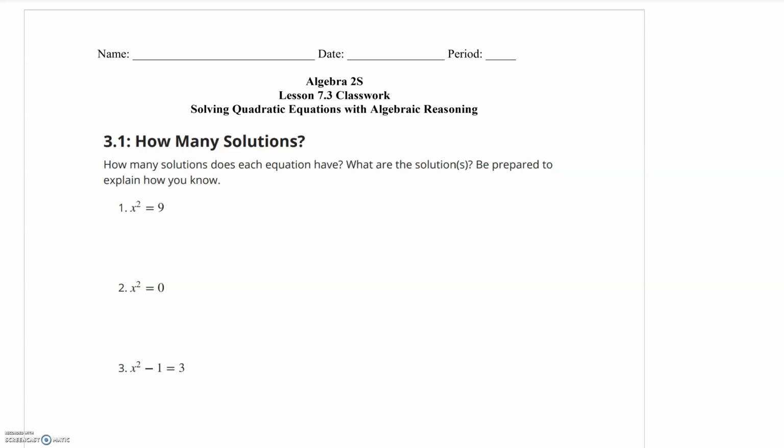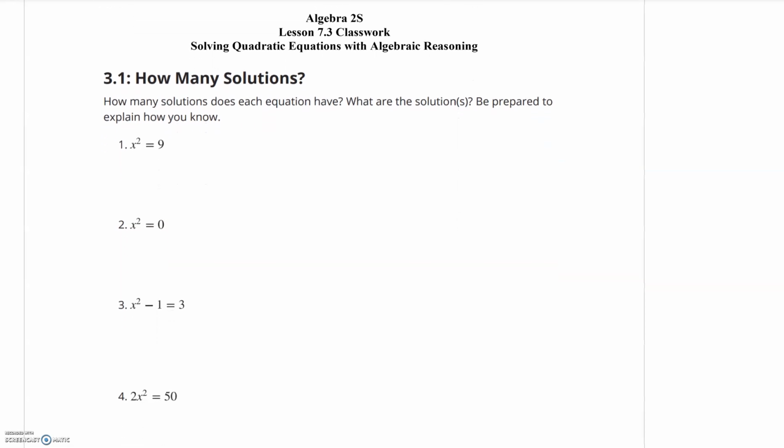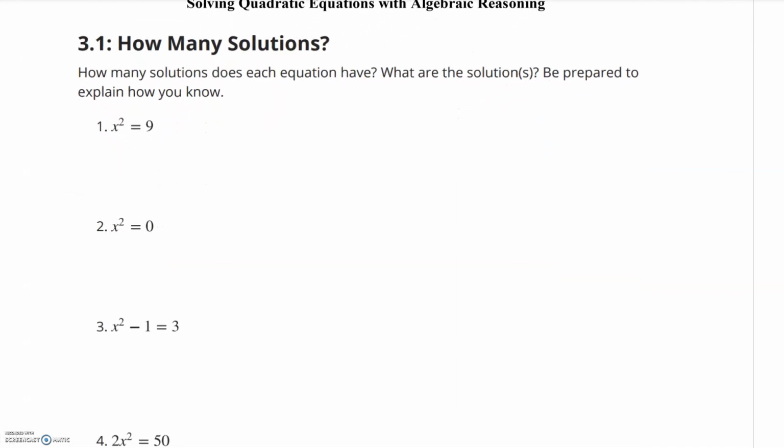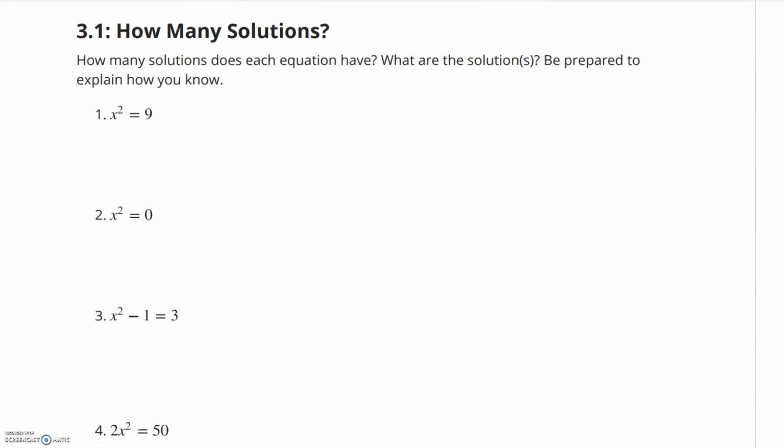Okay, we're going to continue Unit 7, Lesson 7.3. This is going to be pretty quick. What we're going to do is start looking at finding solutions to quadratic equations using algebra. So the very first way we're going to do that is just by thinking about how many solutions we think there will be. Okay, so let's look at number one.